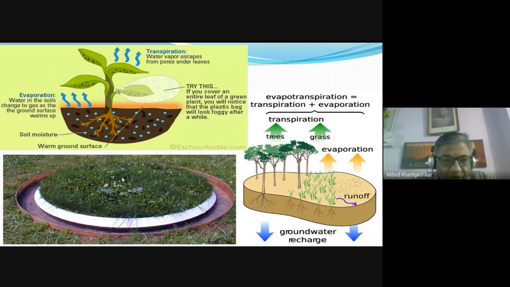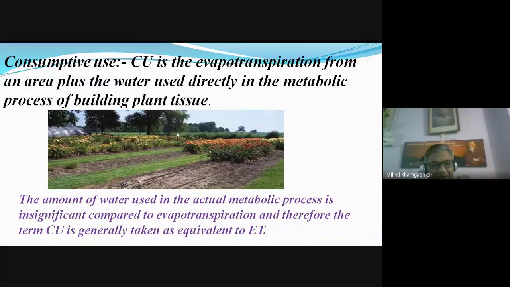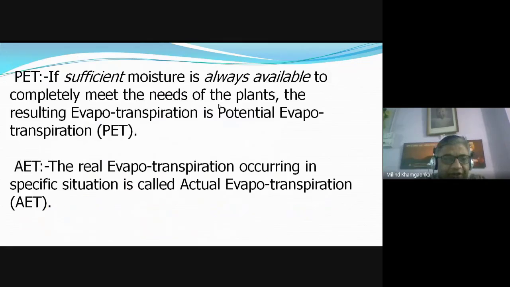These are the phytometers. Then the combination of both these two, that is the loss of the water through evaporation and transpiration, is called evapotranspiration. It is also called the consumptive use. It is the combination of evaporation, transpiration, as well as the water that has been used for the metabolic process of the plant development or the plant tissues. So that is called evapotranspiration or the consumptive use.